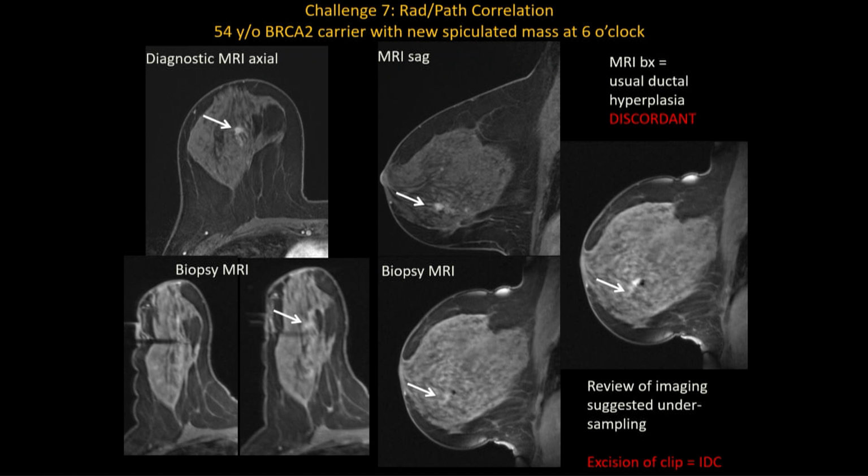So the next challenging concept is rad path correlation. This is very important, and I'll go over why rad path for MRI is more difficult than mammo and ultrasound. So this is a diagnostic MRI. You can see that there's a spiculated mass at 6 o'clock in this high-risk patient with a BRCA2 carrier mutation.